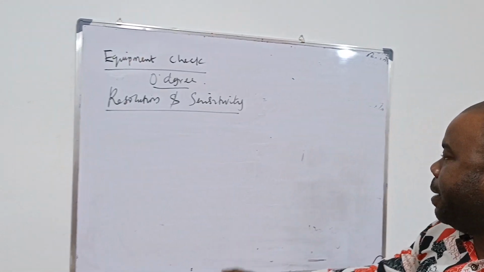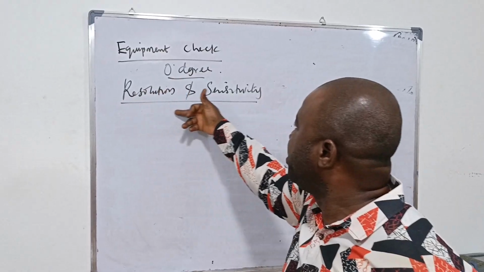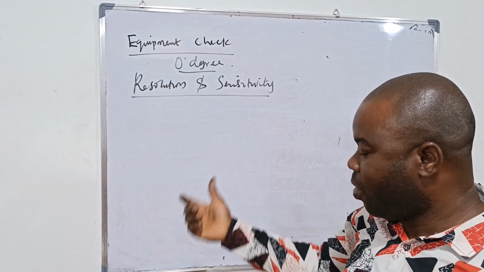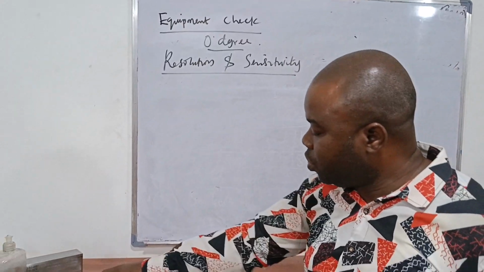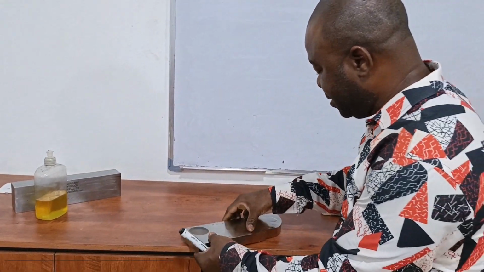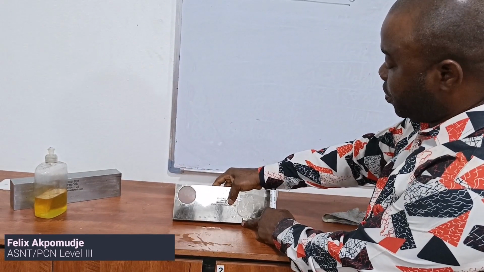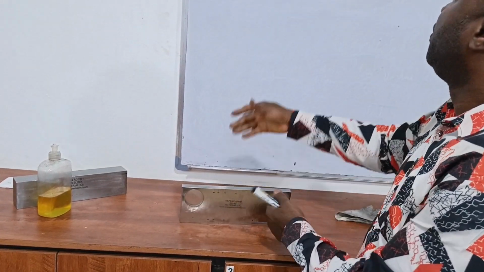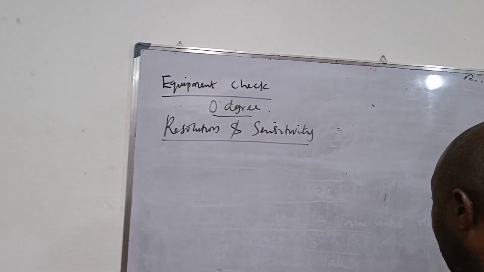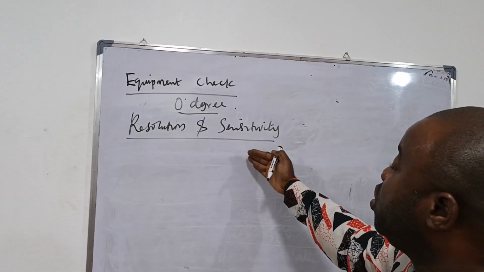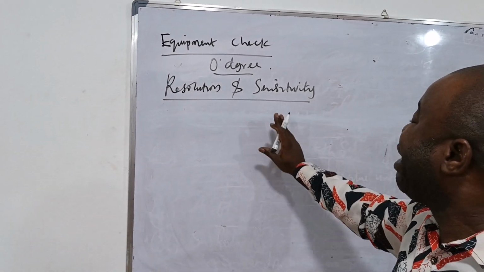Now we will look at equipment check, how to check the resolution and sensitivity of a UT machine. For resolution, we make use of the one block. We make use of this notch to check for resolution. By definition, what is resolution? The ability of your unit to differentiate between defects that are close together.